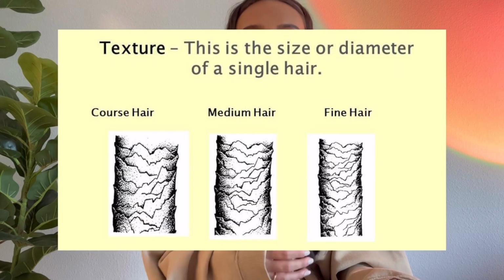Number 3 is coarseness. This refers to the diameter of each individual hair, and this is fine, medium, or coarse. You can test it by grabbing a piece of hair and running your fingers along it. If it's fine, it's going to feel really, really smooth, and you're not even really going to be able to feel it very well. If it's medium, you might be able to track it a little bit, but it'll still feel pretty smooth. And if it's coarse, you'll be able to track it all the way down and kind of feel a rougher texture along the hair.